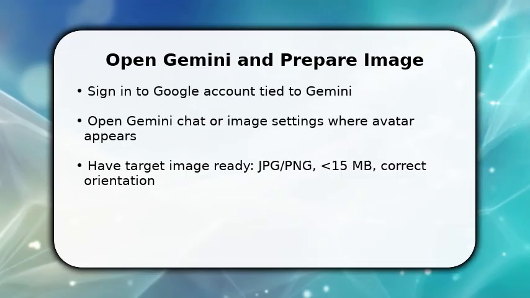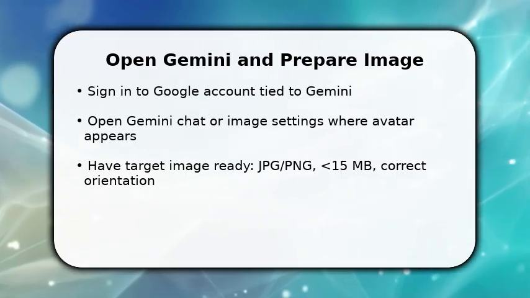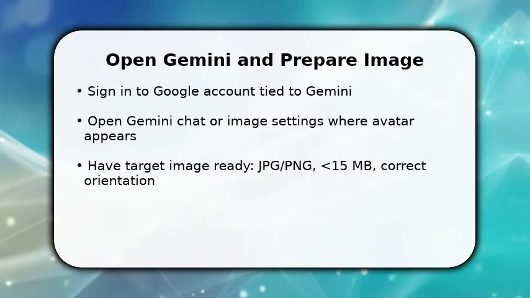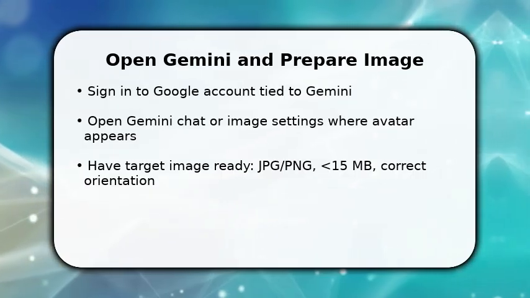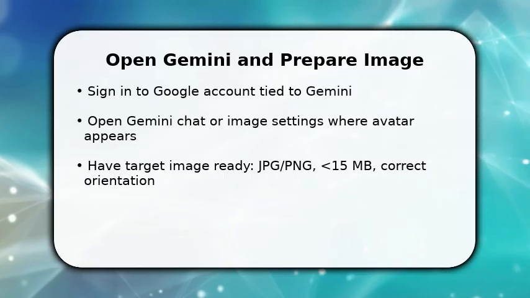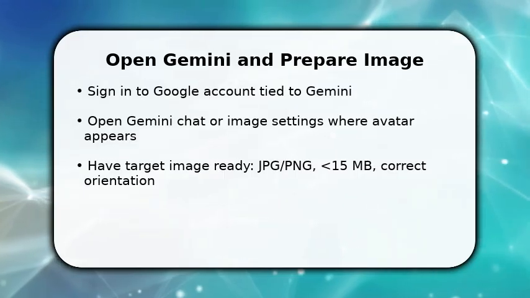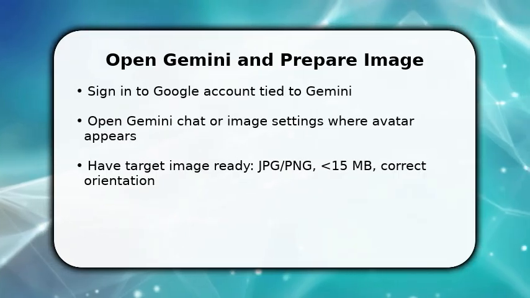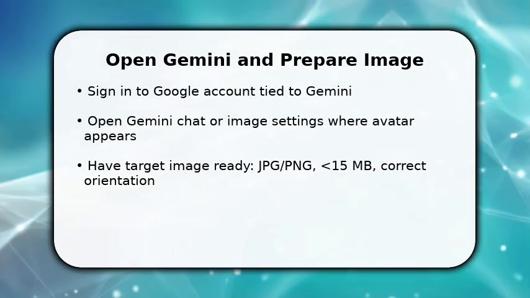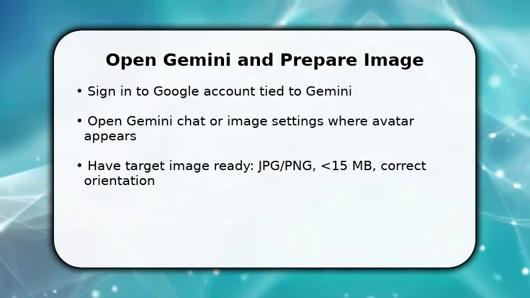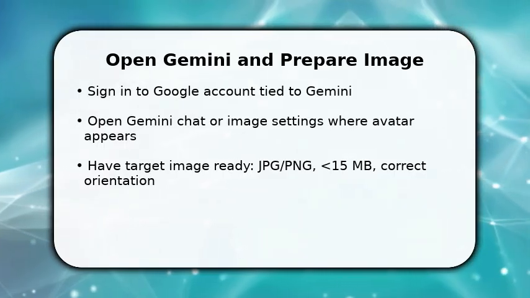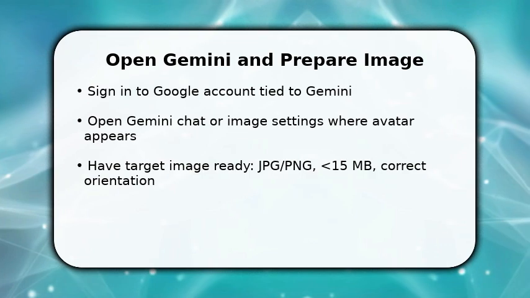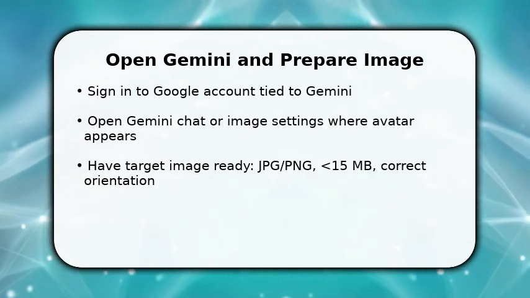You sign into the Google account that runs Gemini, then open Gemini chat or profile settings where image is live. Once done, navigate straight to the avatar or image panel, don't detour. You should already have the target image prepared in JPG or PNG and under 15 MB. This avoids upload errors. Make sure the image is cropped and oriented how you want it, because Gemini will often auto-fit the file. Now tap the current image to begin the replacement process.